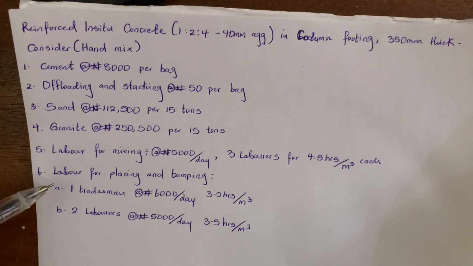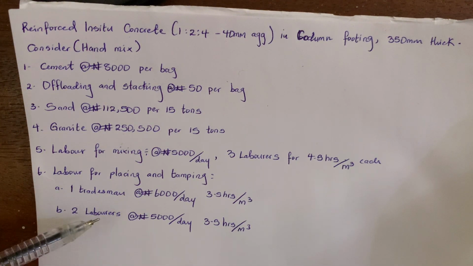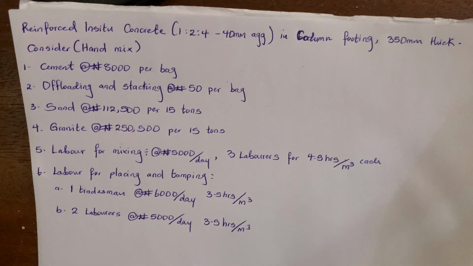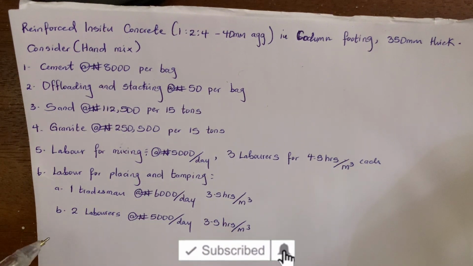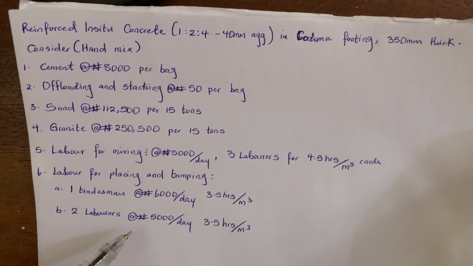Then labor for placing and tamping, 1 tradesman. You know what a tradesman is? Somebody that's a professional in whatever activity they are doing, like maybe concreting, or a carpenter is a tradesman. So 1 tradesman is at 6,000 naira per day, 3.5 hours per meter cube, and then 2 laborers at 5,000 naira per day at 3.5 hours per meter cube.